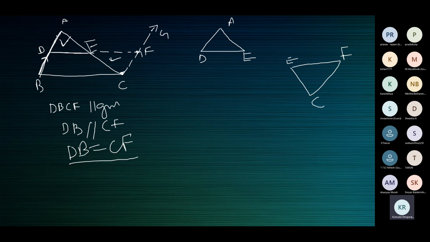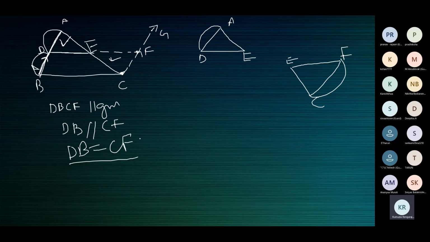But we know that DB is equal to AD because D is the midpoint of AB. So we know that DB is equal to AD. So it's the same as proving that AD is equal to CF. If you prove that AD is equal to CF, since AD is equal to DB, DB is also equal to CF. It's only the length, right? So if AD and CF are 5 centimeters, DB and CF also will be 5 centimeters because AD and DB are equal. D is the midpoint of AB. These two line segments are equal.